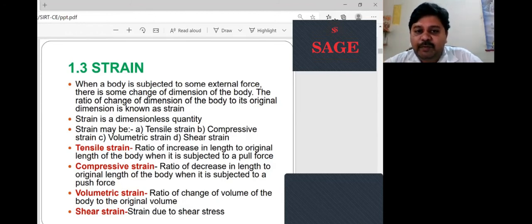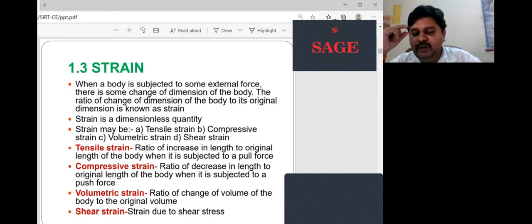The types of strain are tensile strain, compressive strain, volumetric strain and shear strain. Tensile strain: when we apply a tensile force, elongation takes place, meaning the length of the bar or component will increase. The ratio of the increase in length to the original length of the body is known as tensile strain. And compressive strain: if we apply a compressive force to a member, it will reduce the length of the member. Then it is known as compressive strain.